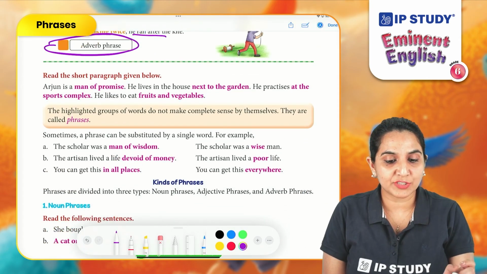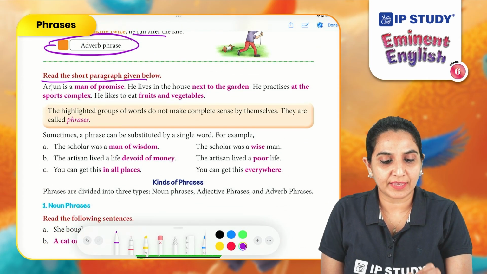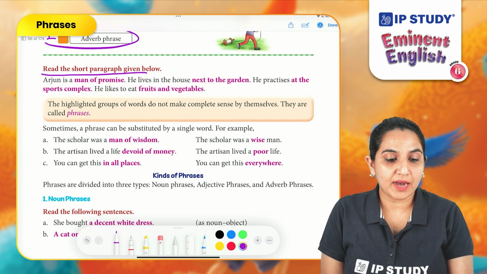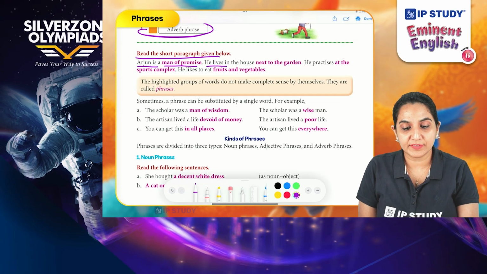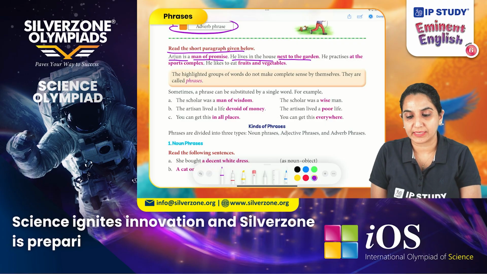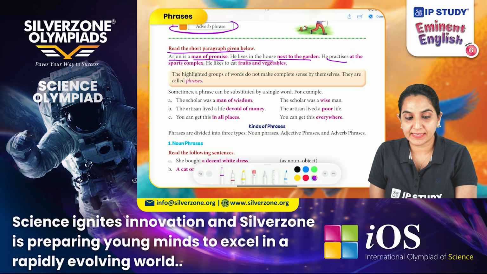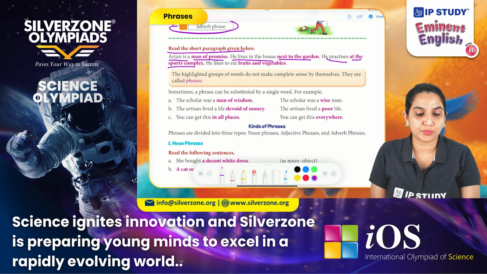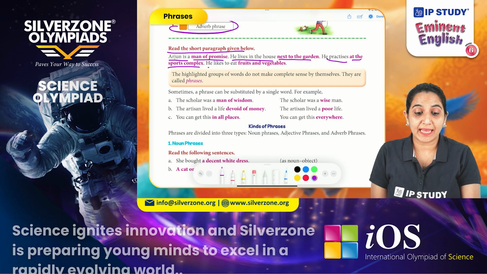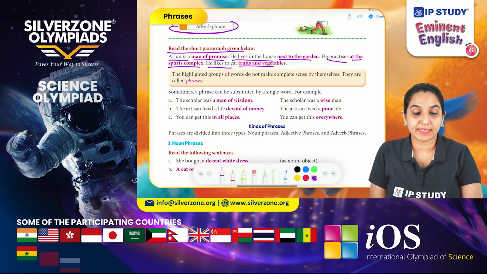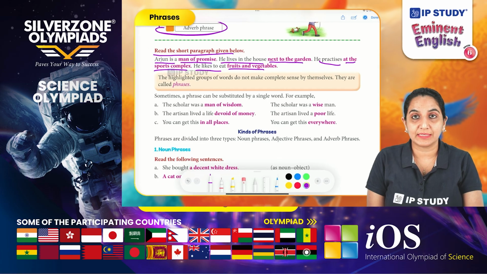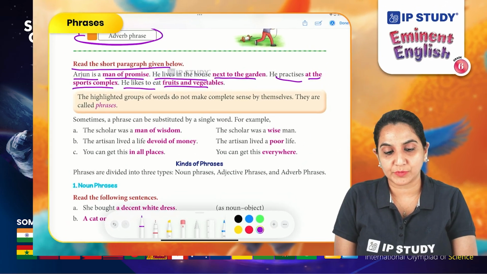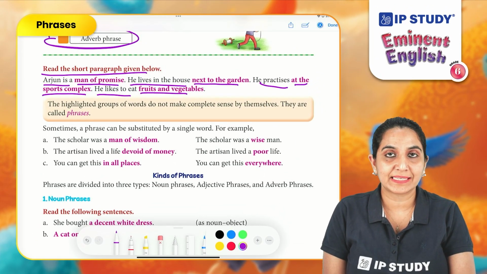Let us read a short paragraph given below. Arjun is a man of promise. He lives in the house next to the garden. He practices at the sports complex. He likes to eat fruits and vegetables. Man of promise, next to the garden, fruits and vegetables, at the sports complex. These are all called phrases.